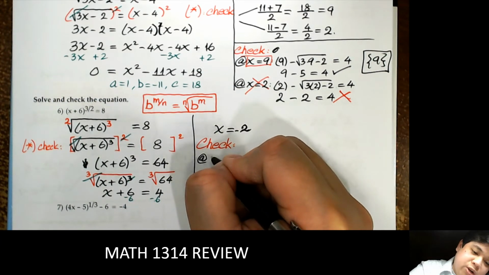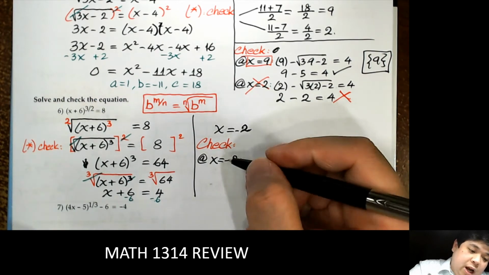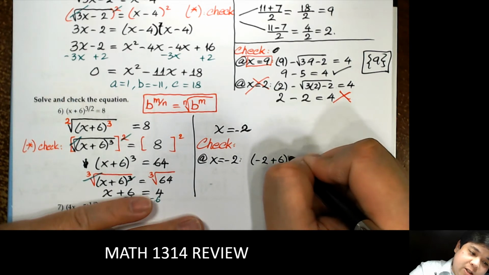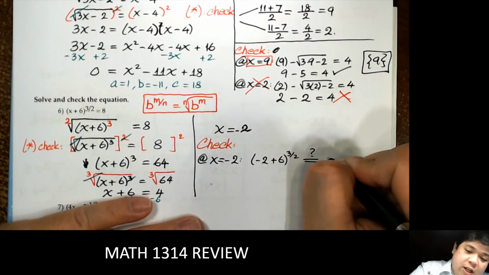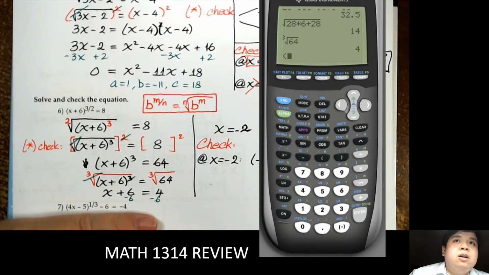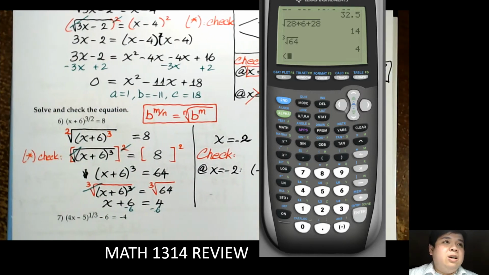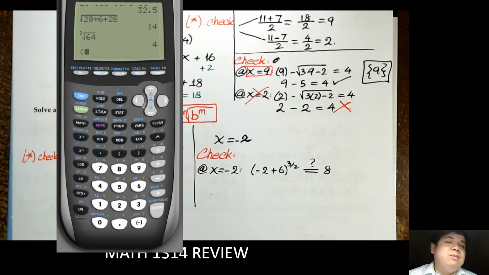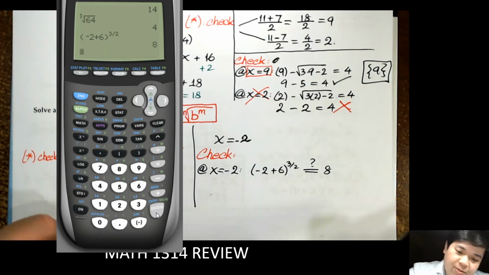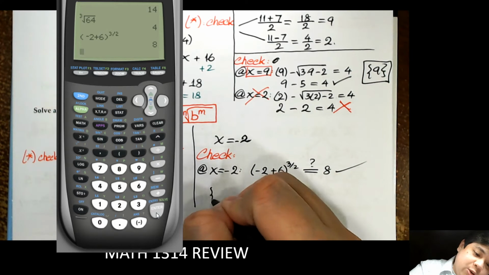So at x equal to negative 2, I'll put negative 2 in for x. Is that equal to 8? Right, let's see. Oops, sorry, wrong one, this one. Negative 2 plus 6 to the 3/2. Yes, 8. So we have x equal to negative 2 is the answer.